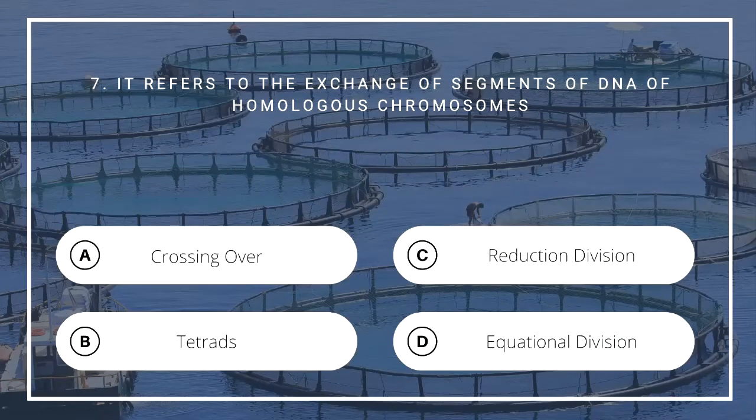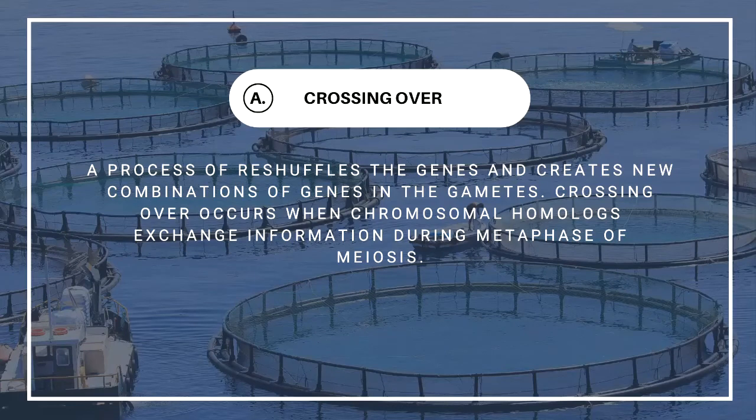Number 7. It refers to the exchange of segments of DNA of homologous chromosomes. A. Crossing over. B. Tetrads. C. Reduction division. D. Equational division. Answer: A. Crossing over. A process that reshuffles the genes and creates new combinations of genes in the gametes. Crossing over occurs when chromosomal homologues exchange information during metaphase of meiosis.